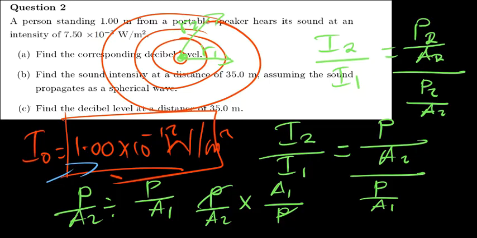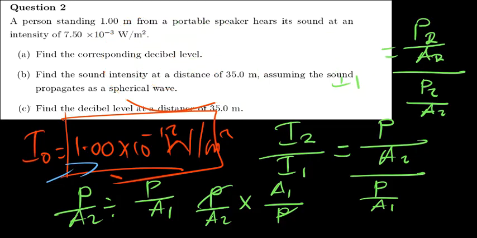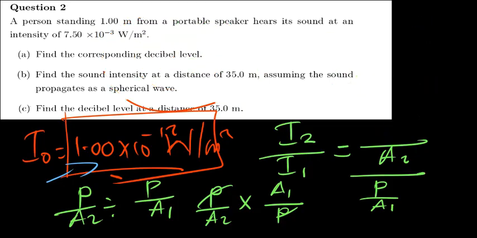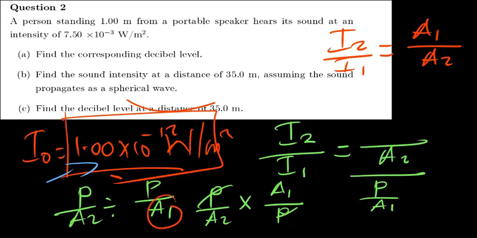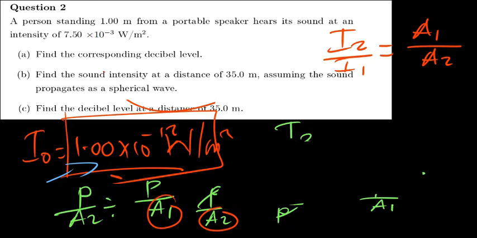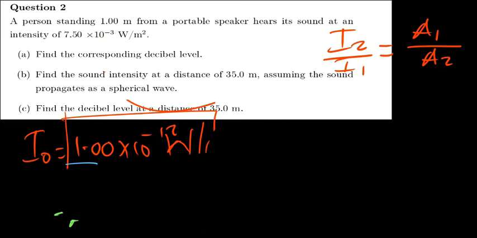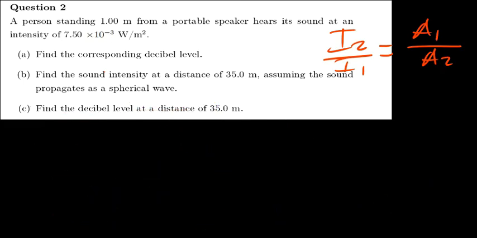So what I'll have now is this ratio: intensity 2 divided by intensity 1 will be equal to area 1 on top divided by area 2, because this one is down here, so this one is on top. So what is area? Under a spherical wave, area is given by 4 pi r squared. So I'll have to specify this.